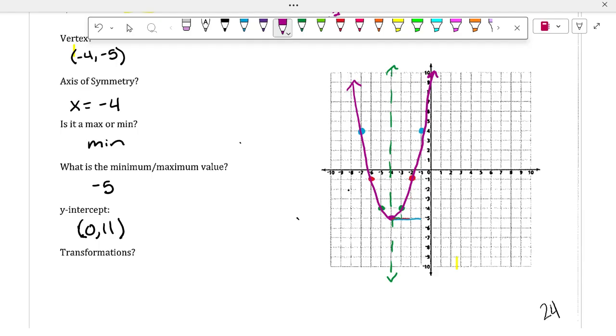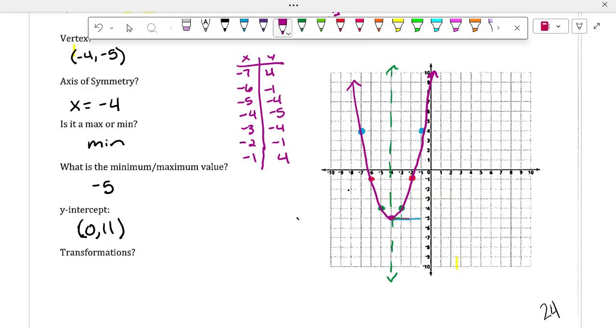Now, if I list out all the points that I just had, I'm going to keep the vertex in the middle. If I list out all those points that I just graphed, I had -7, 4, -6, -1. Put this a little lower. -5, -4, -4, -5. Then -3, -4, -2, -1, and -1, 4.